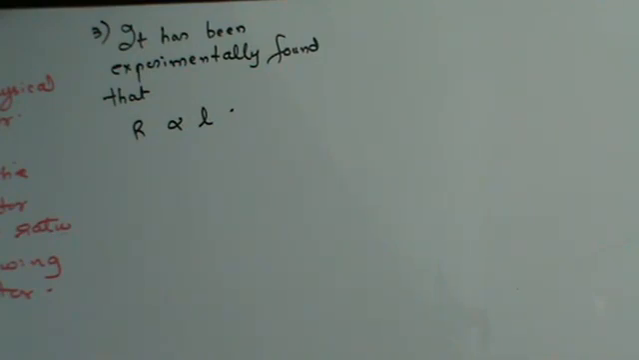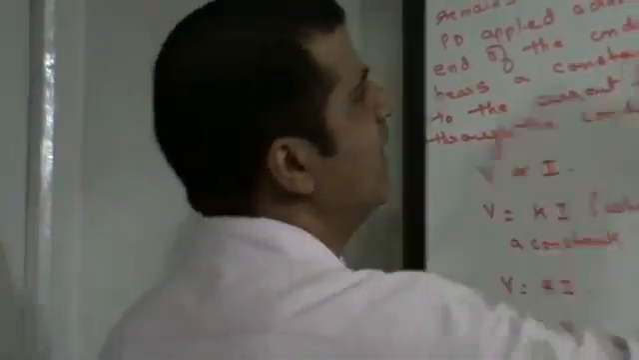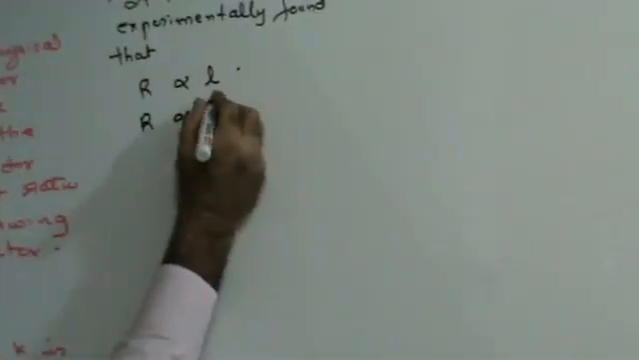Question: why? Very simple logic, guys. As the length of the conductor increases, electrons will have to cover a larger distance. Larger distance means more collisions with the atoms, therefore greater resistance. It has been experimentally found out that resistance is inversely proportional to the cross-sectional area.